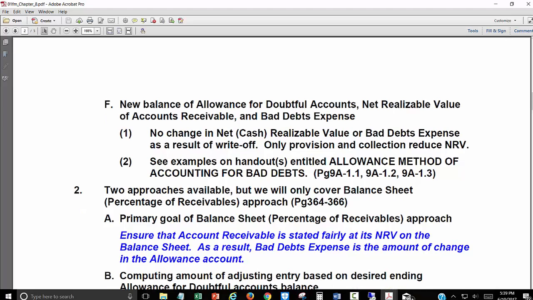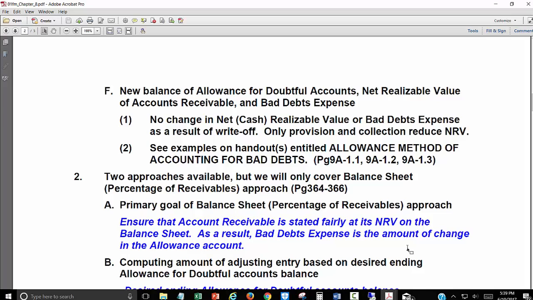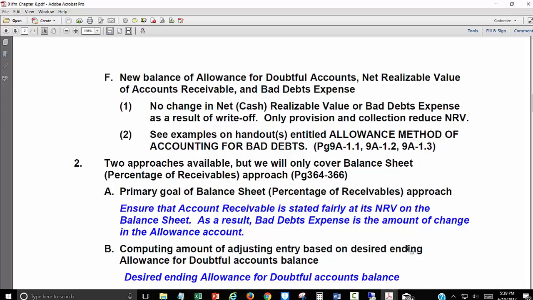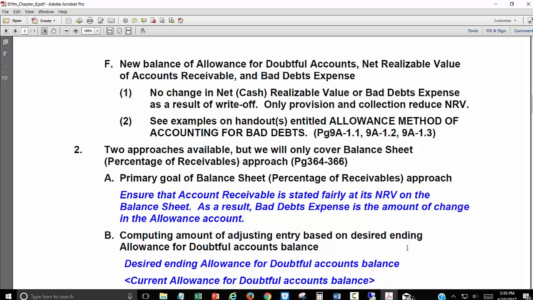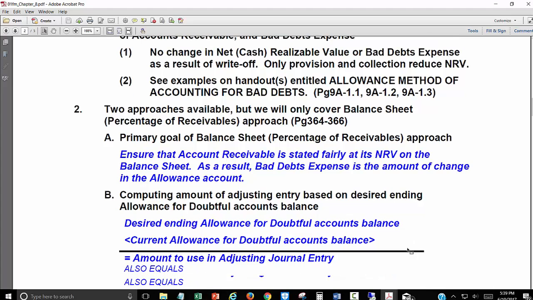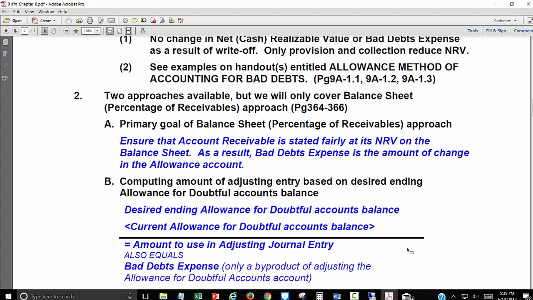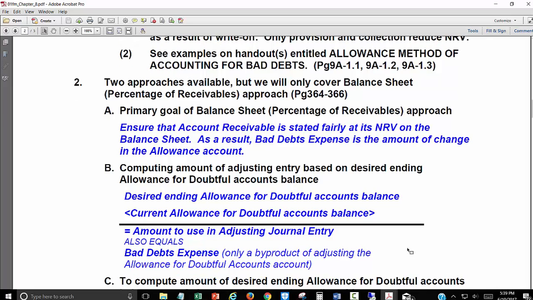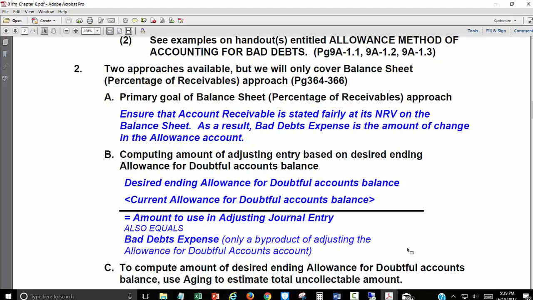To compute the amount of the adjusting entry, you need to look at how much you need in the allowance for doubtful accounts as its ending balance. You look at that ending balance that you want in the allowance for doubtful accounts, you subtract the current balance that you have in allowance for doubtful accounts, and that's the amount that you'll need to use in the journal entry. That's also going to equal your bad debts expense for the year. So in this sense, bad debts expense is only a byproduct of adjusting the allowance for doubtful accounts account.